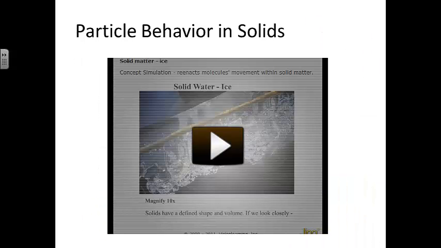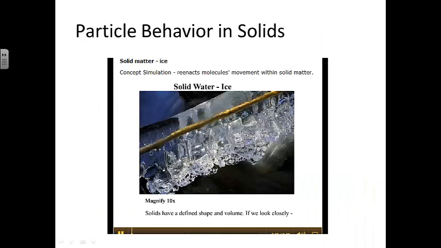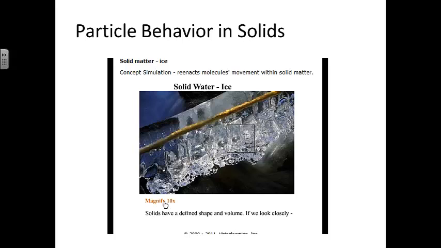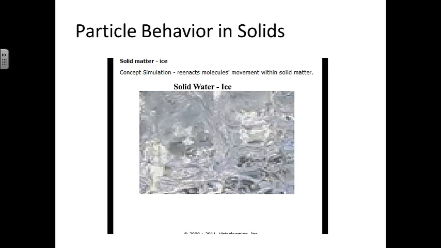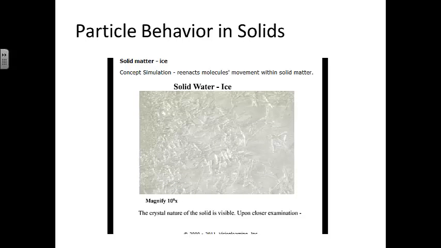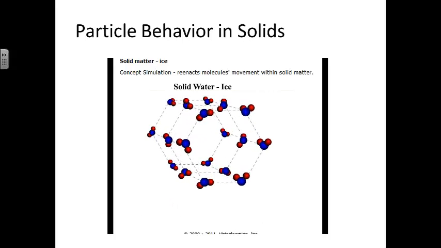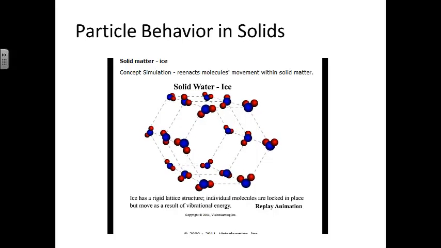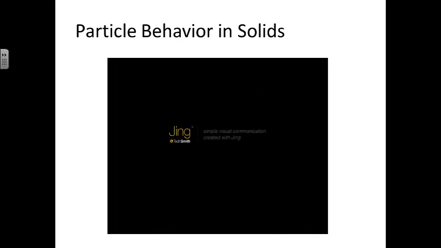Now, in a solid, particles behave in a particular fashion. Here we see solids at the macroscopic level. We have ice. If we zoom in more closely, magnify it 10 times magnification, we can see that there's more of a crystalline nature to the solid. If we magnify it even further, much more magnification, get down to the level of molecules, we can see the water molecules regularly arranged in kind of a hexagonal pattern and vibrating in place.